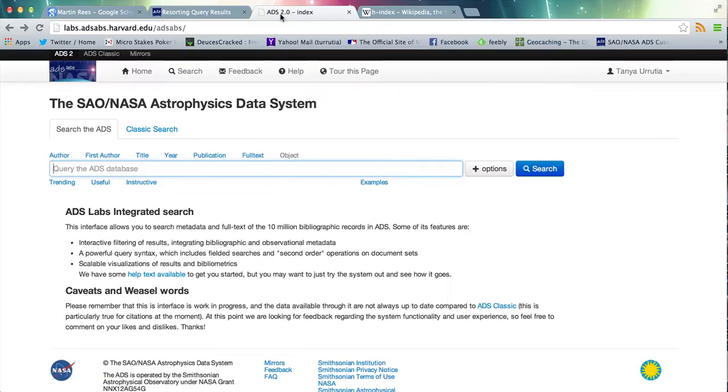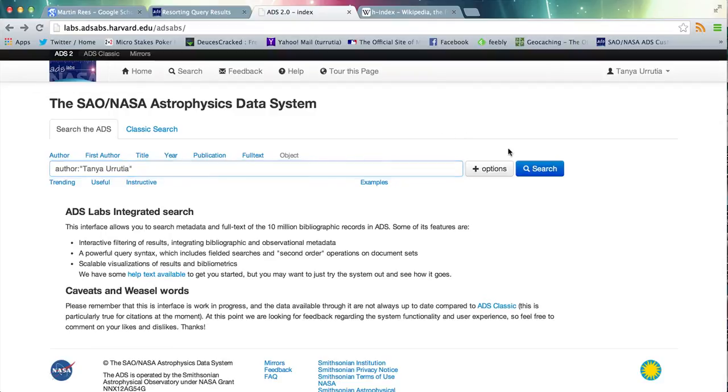But now there's a new ADS system, the ADS 2.0 system. This is actually the continuation of the ADS Labs system, and this is the new address. Now I'm gonna warn you, the ADS system is not 100% complete yet. There's still some bugs, but you can already use it and start to play with it. So we're actually querying the author.